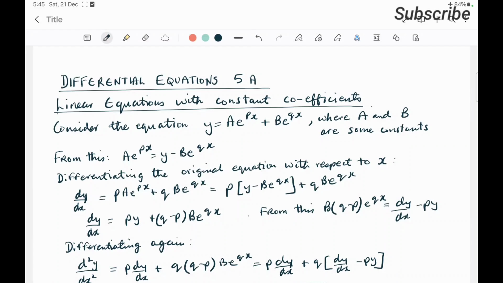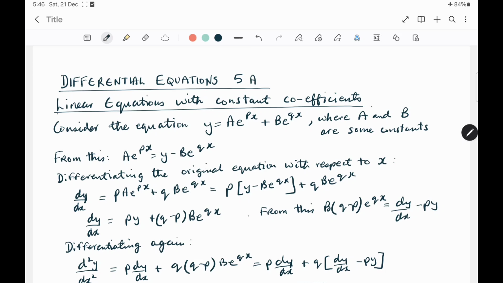Right, now moving on to differential equations, which are deemed to be linear equations with constant coefficients. So let's start by considering the equation y equals ae to the px plus be to the qx. This, of course, is not a differential equation, and a and b are some constants.